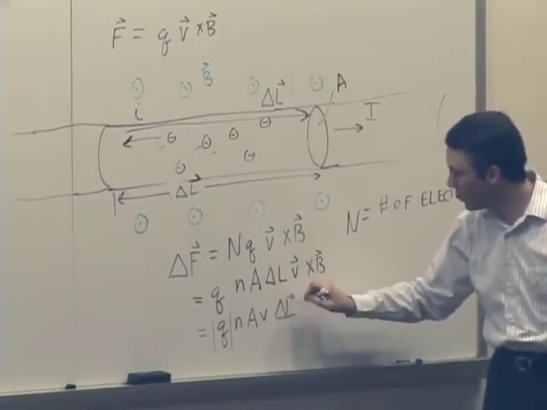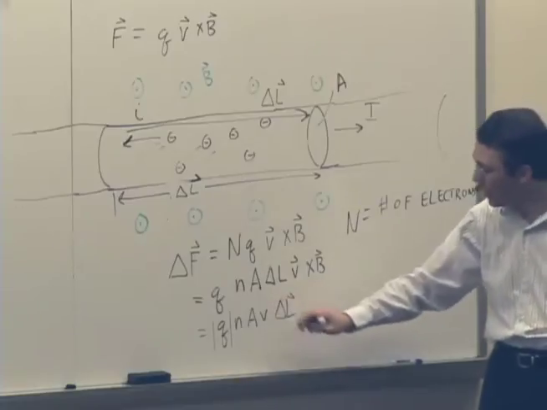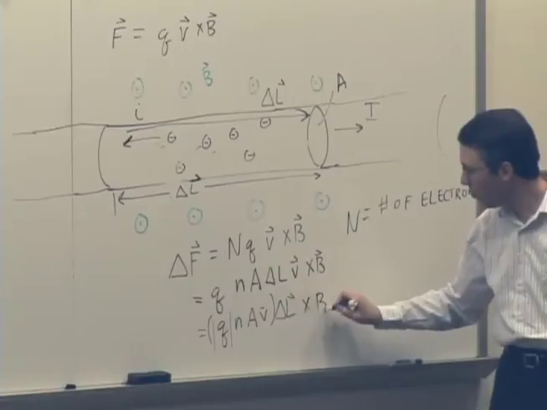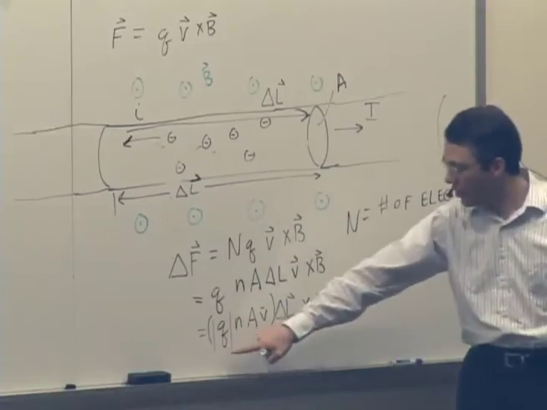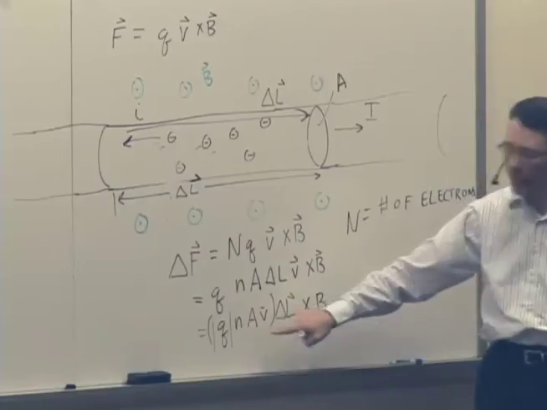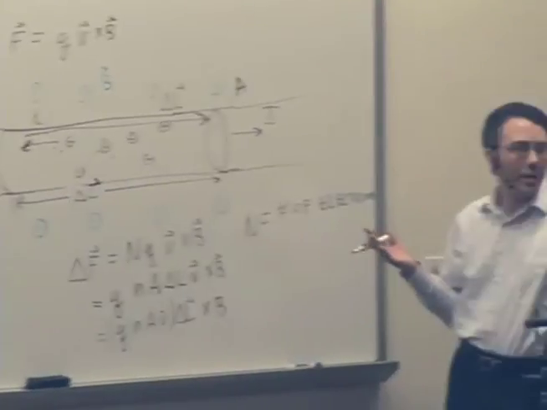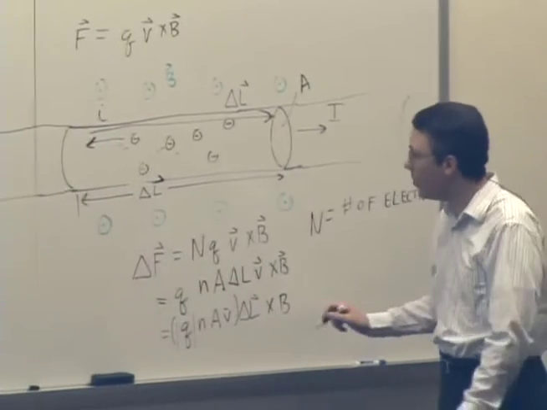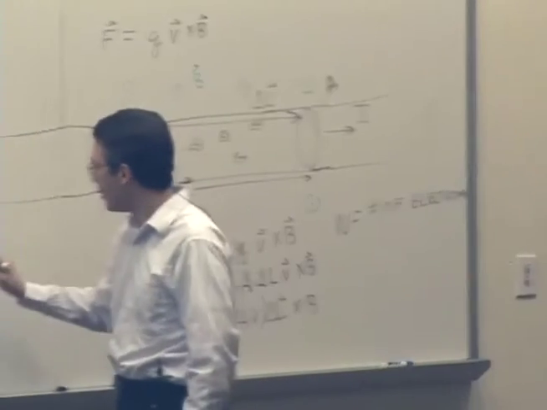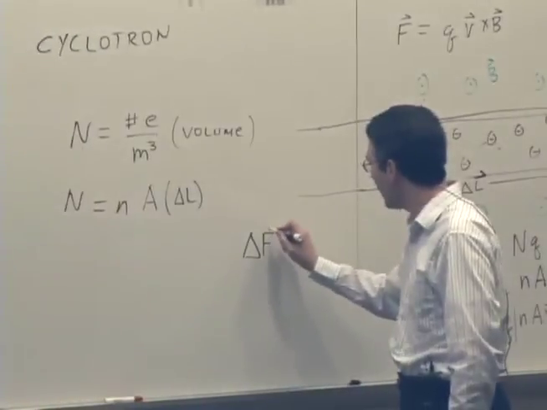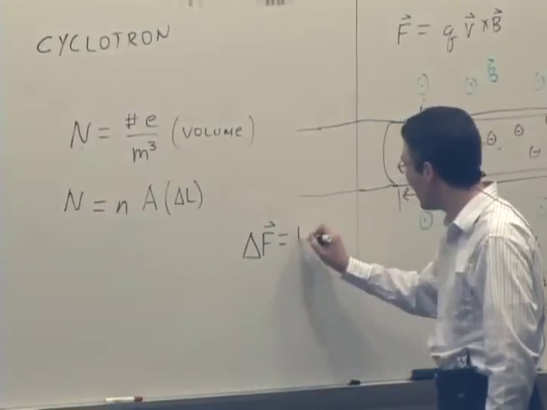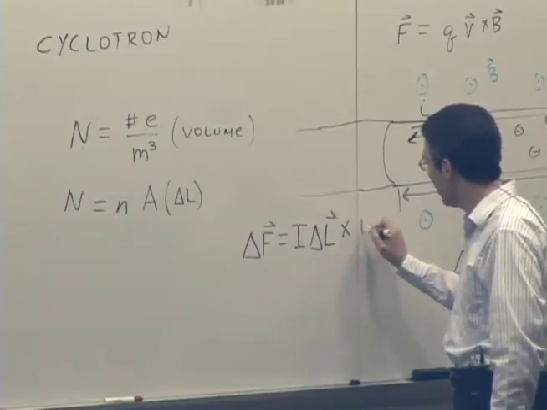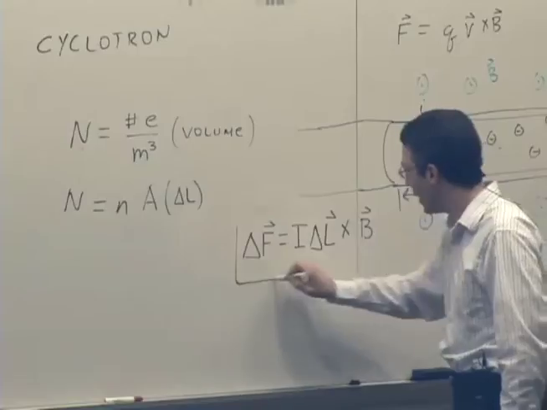So I'm basically putting the direction on top of the delta L rather than on top of the V, just to isolate the V here. Well, what is the charge times N times A times the drift speed? That's the current. That's the conventional current, right? So we could also write this relationship between magnetic forces and moving charges in terms of the current and say that delta F is equal to I delta L cross B. Okay.